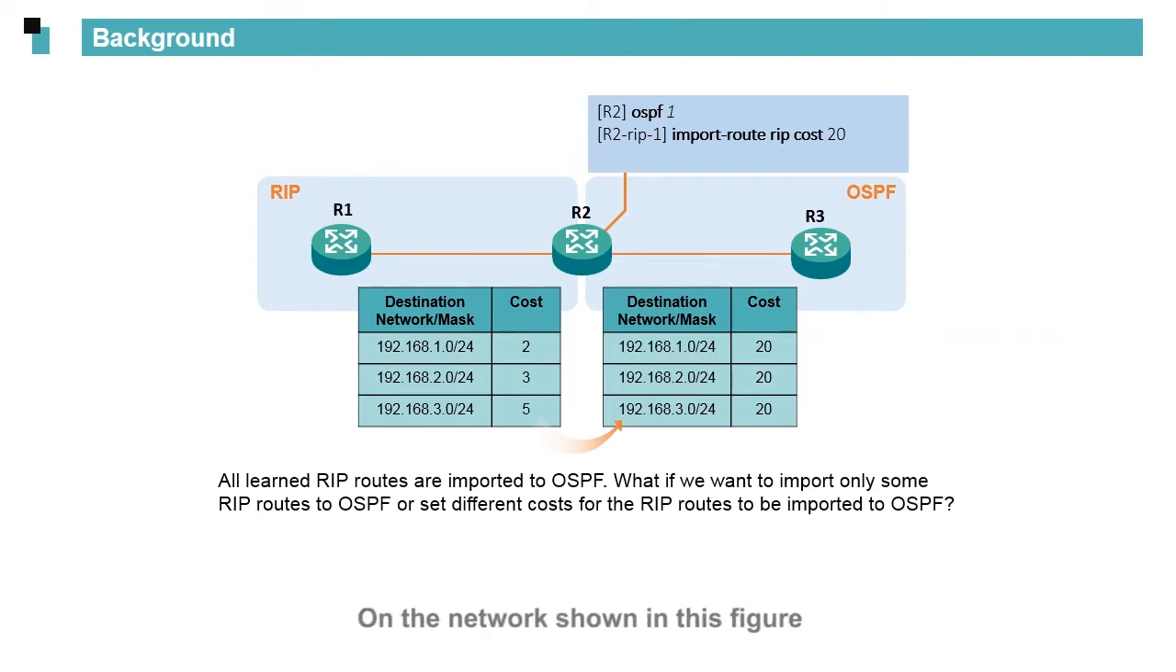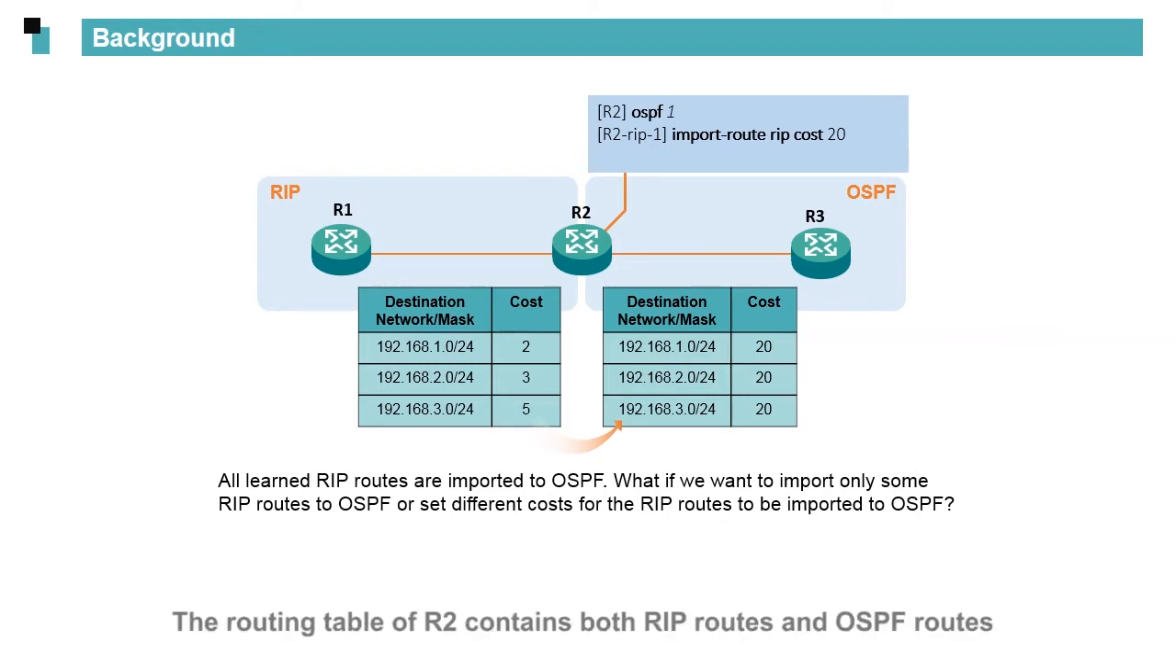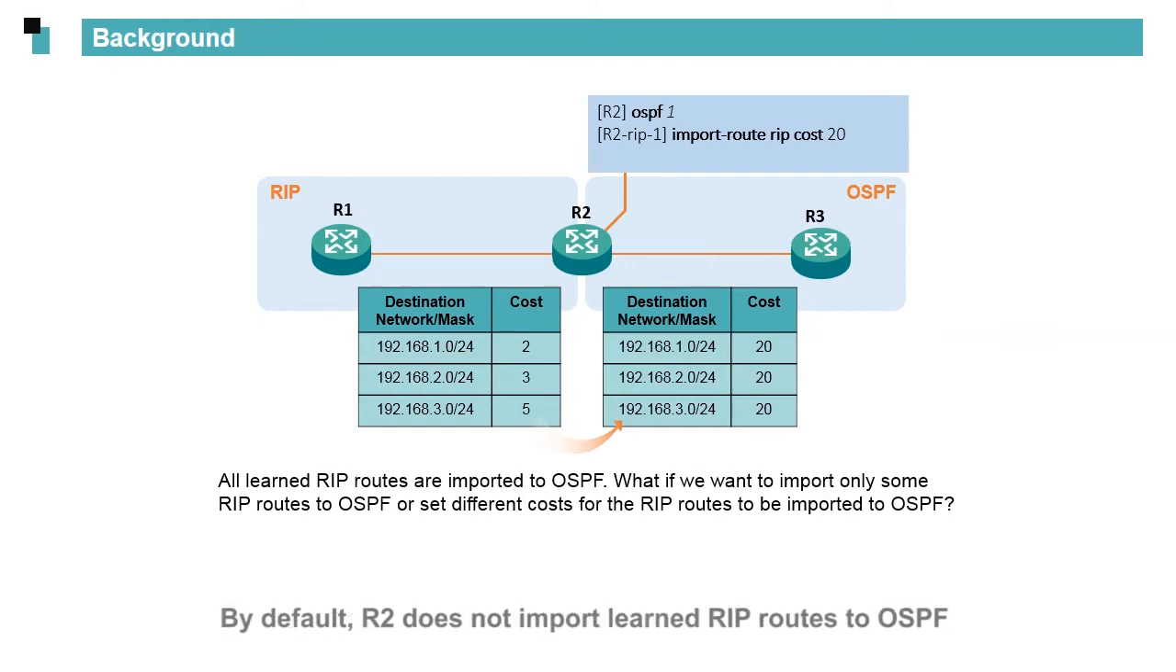On the network shown in this figure, there are 3 routers, R1, R2, and R3. To communicate with each other, R1 and R2 use RIP, and R2 and R3 use OSPF. The routing table of R2 contains both RIP routes and OSPF routes. By default, R2 does not import learned RIP routes to OSPF, and nor does it import learned OSPF routes to RIP. To import RIP routes to OSPF, perform the following operations on R2.